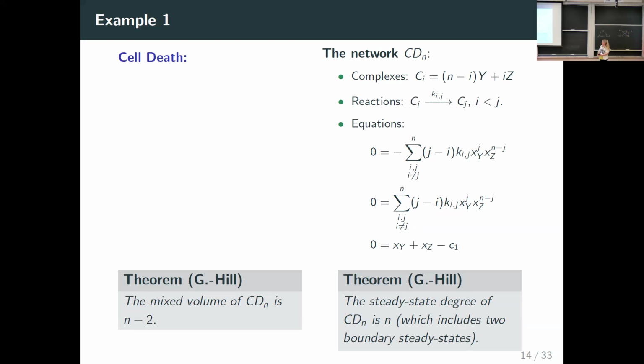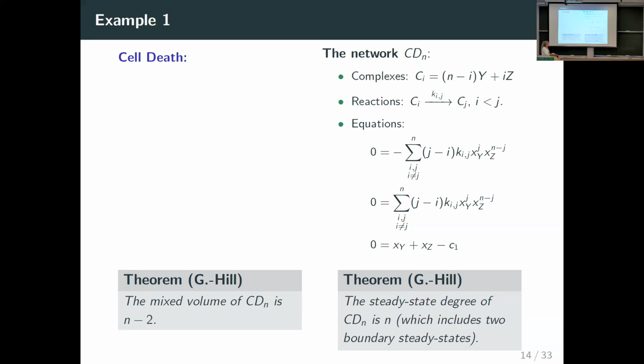Awesome. All right, so then I can do the same thing where I read off the equations, and then I get one conservation equation, which is going to be something where it's just xy plus xz minus c1. All right, and so we can compute the mixed volume, and notice, right, my number of variables is increasing, and so my mixed volume is actually going to be, in terms of this number of variables, n minus 2. And actually my steady state degree, so my number of solutions with generic complex coefficients, including boundary steady states, is going to be n.